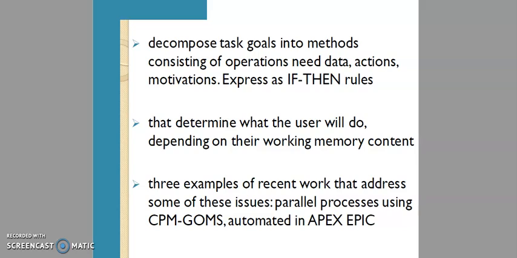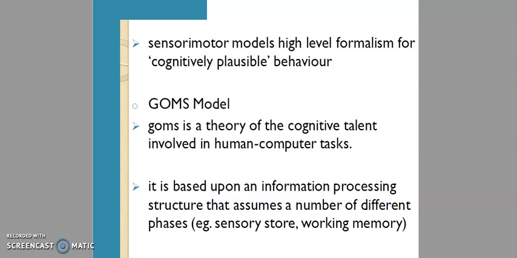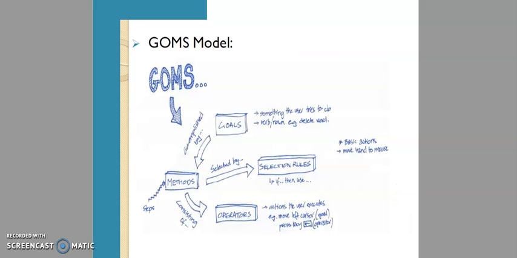Three examples of recent work that address some of these issues: parallel processing using CPM-GOMS, automated in Apex and Epic. GOMS is a theory of cognitive skill involving human-computer tasks. It is based upon an information processing structure that assumes a number of different phases, for example sensory store and working memory. This is the structure, or you can say the diagram, of the GOMS model.